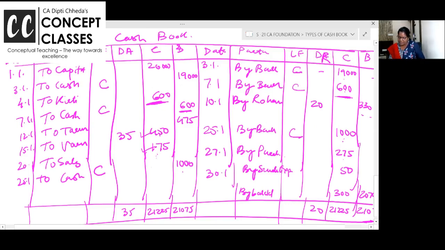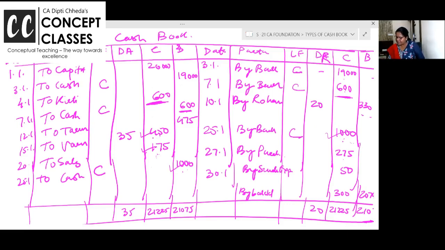Same way, 450 check I have received from Varun. And sales, what I have made, 175. In that 100 is check. Now all this, when I deposited in the bank, automatically came in the contra entry, bank debit, cash credit. Actually 450 check I have deposited. 75 also check. Remaining cash.